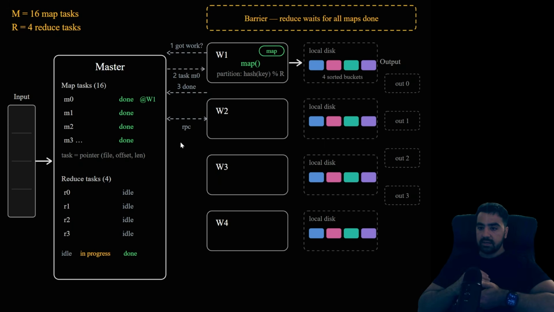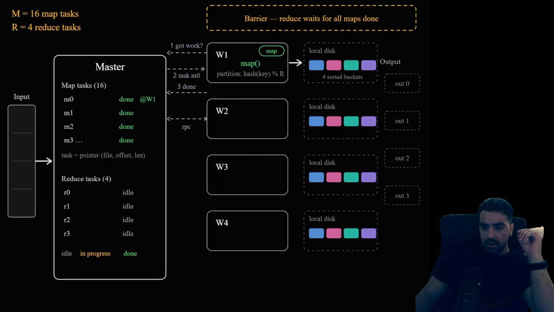All of these map tasks need to be assigned to the workers, and workers need to calculate these key value pairs. They're going to write them to the local disk, to a specific partition based on the R, and they're going to report back to the master that the task was completed, with a pointer to the location of that intermediate key value pair on their disk. Only after all of the map tasks are completed will we move to the reduce.